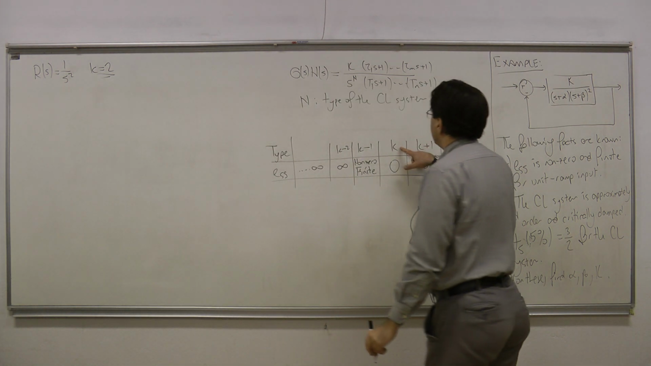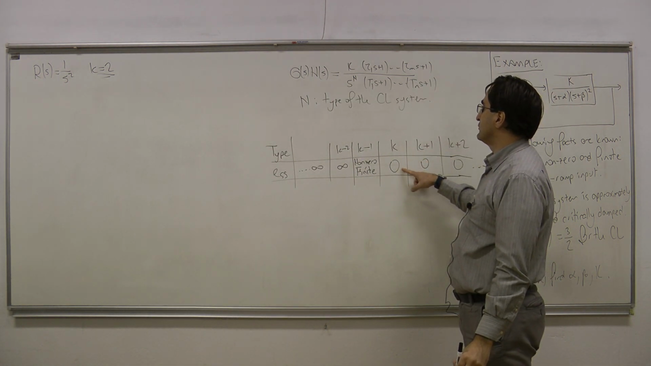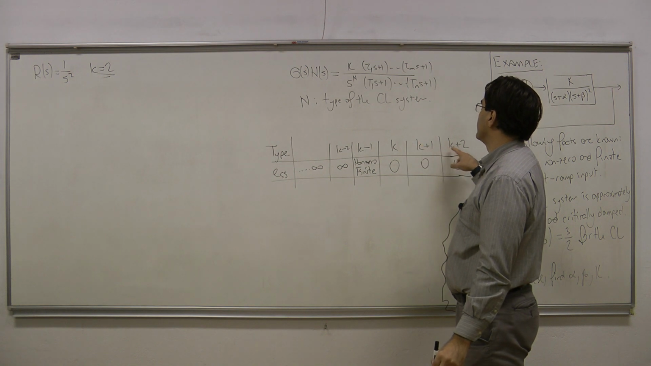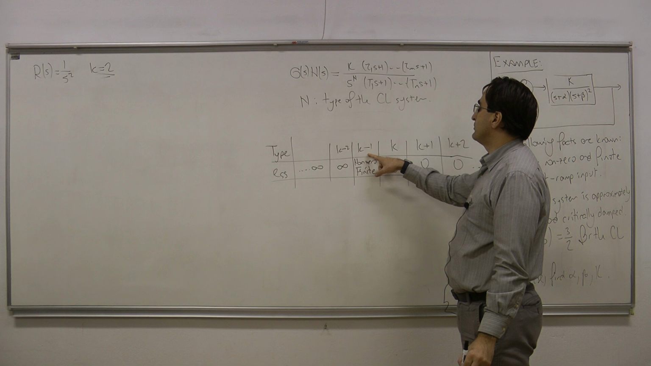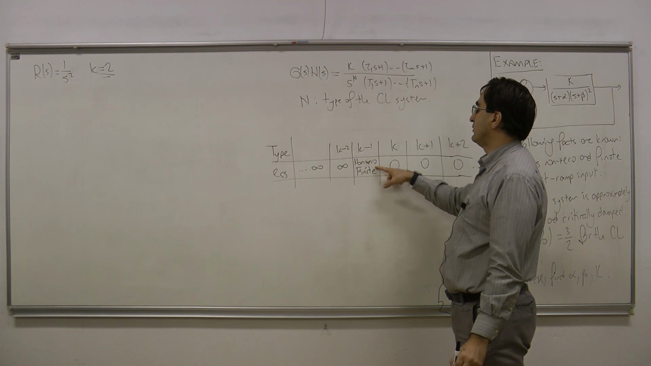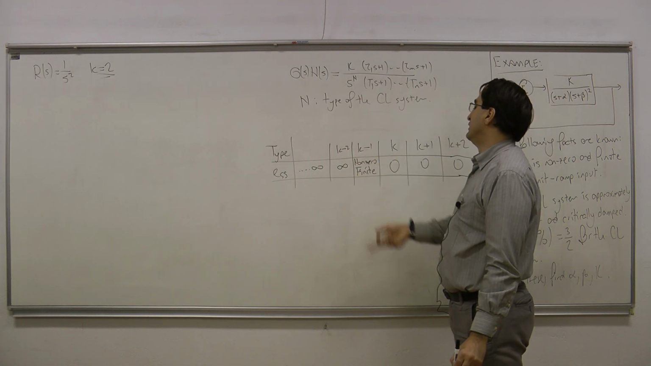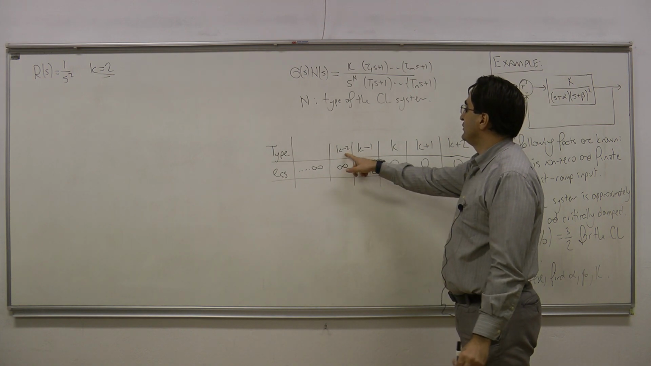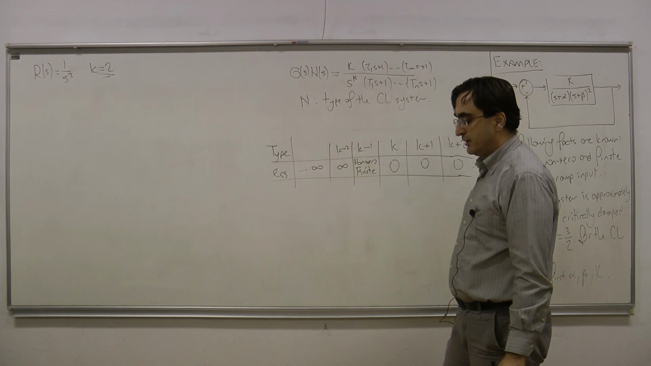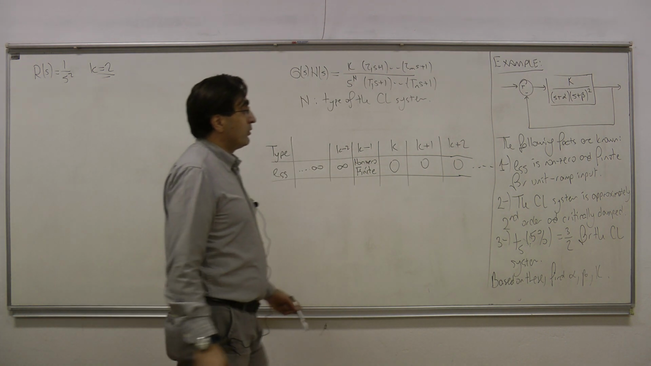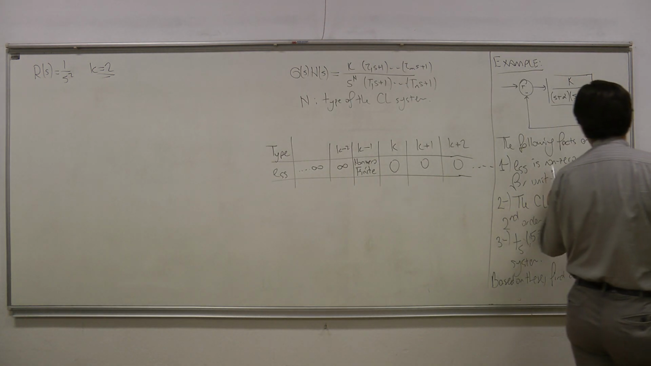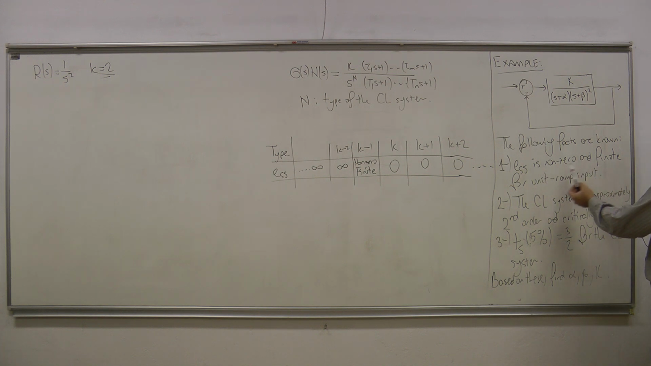So for a type 2 or a higher type system, we will have 0 steady state error. For a type 1 system, we will have non-zero finite error. For a type 0 system, we would have infinite steady state error. And the first requirement here is that the steady state error is non-zero and finite for unit ramp input.